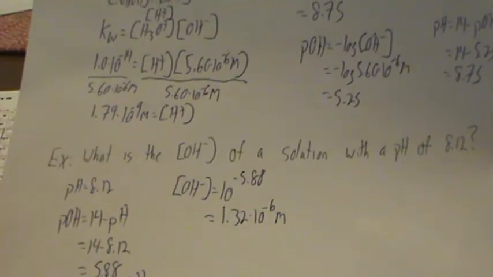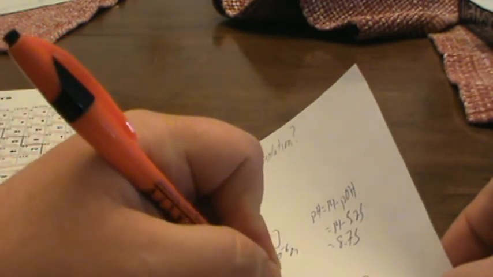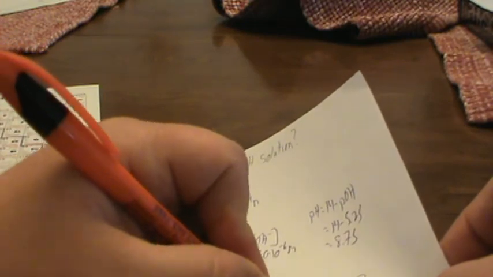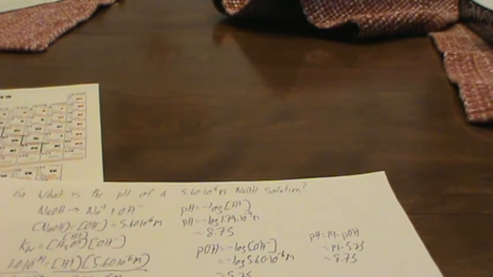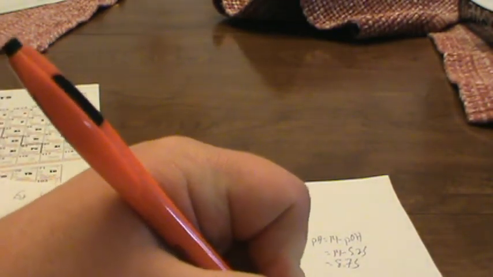Now the other route is, since we do have our pH, we can find the hydrogen ion concentration first by taking the antilog of negative pH. So 10 to the negative 8.12. I'm coming up with 7.59 times 10 to the negative 9th molar.